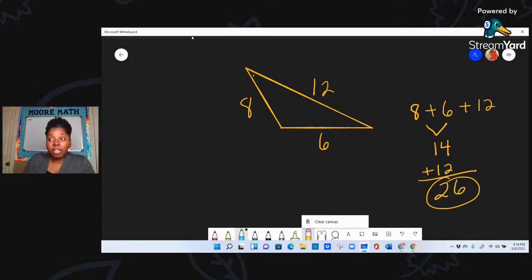So that is perimeter of triangles. Let me just check my form.